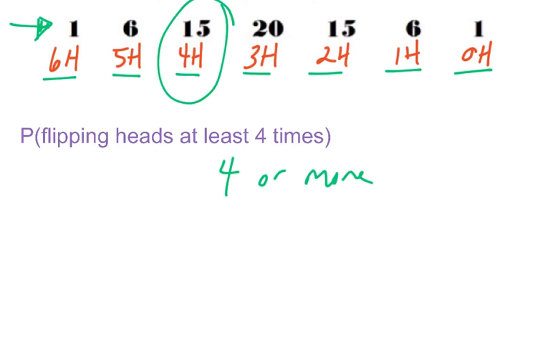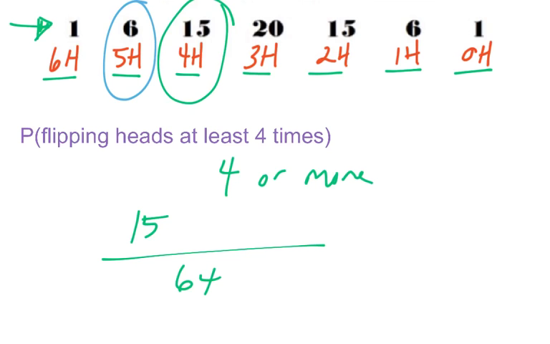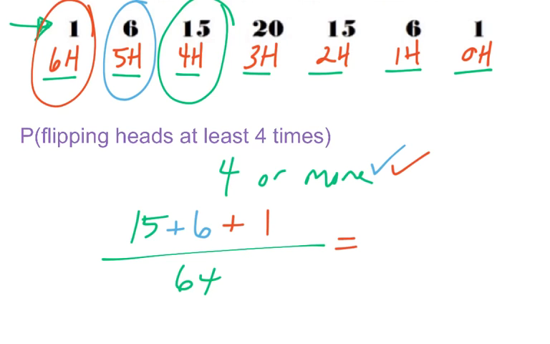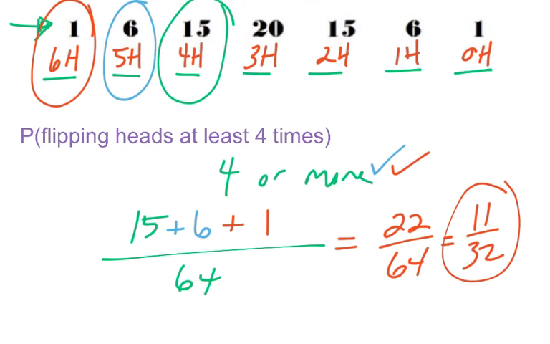Well, here's where 4 heads is. So that's 15 out of 64. 5 heads is more than 4, so it checks out here. There's 6 of those that occur. And then 6 heads checks out as well, so there's 1 of those. That means our probability of flipping heads at least 4 times is 15 plus 6 is 21, plus 1 is 22 out of 64. If we reduced it, it would be 11 out of 32. Alright guys, that's binomial probability.